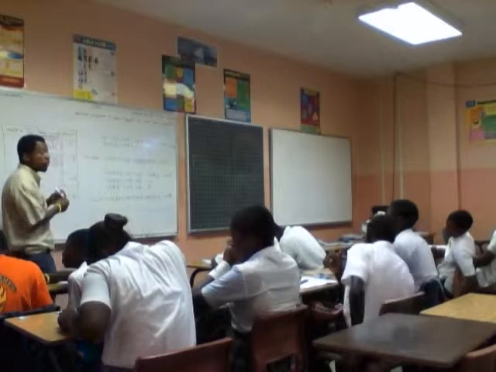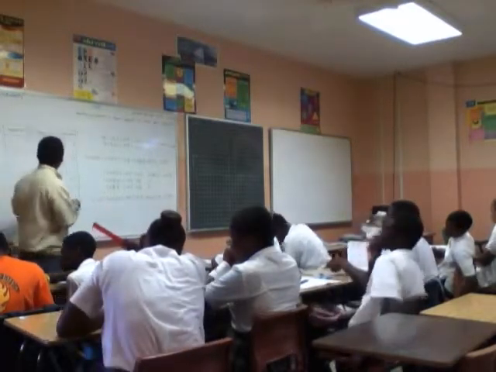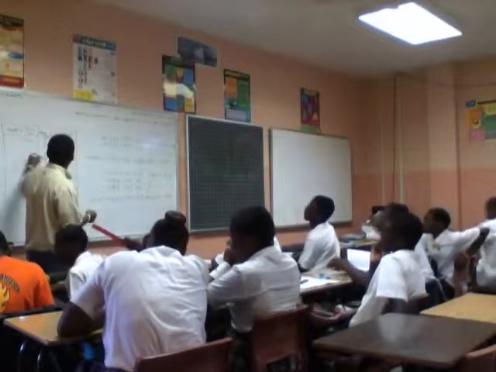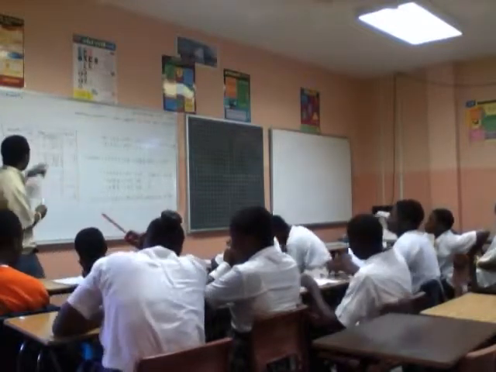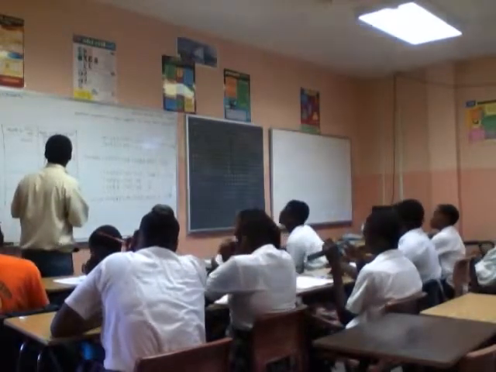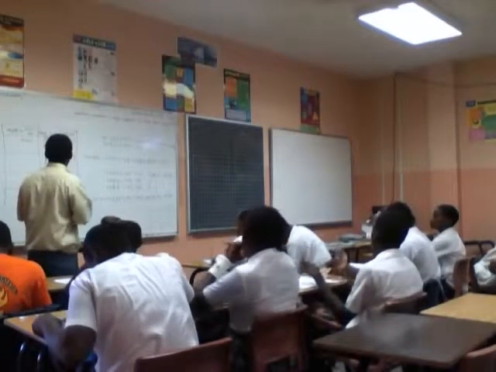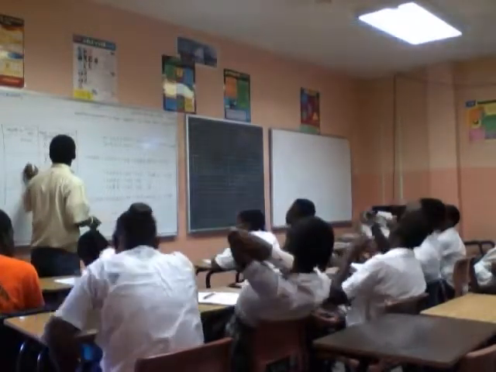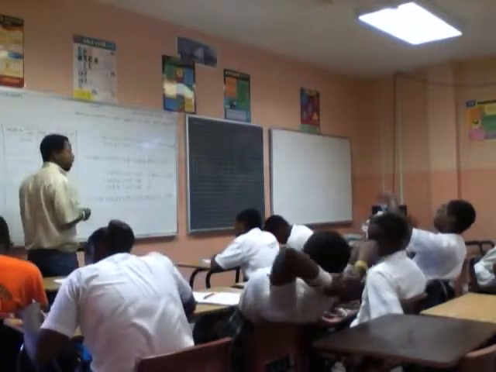And what's the total area? Okay, we're going to get 39, 8. That's 47, and 12. So that's going to give us 59. So it's 59 centimeters square. Okay.